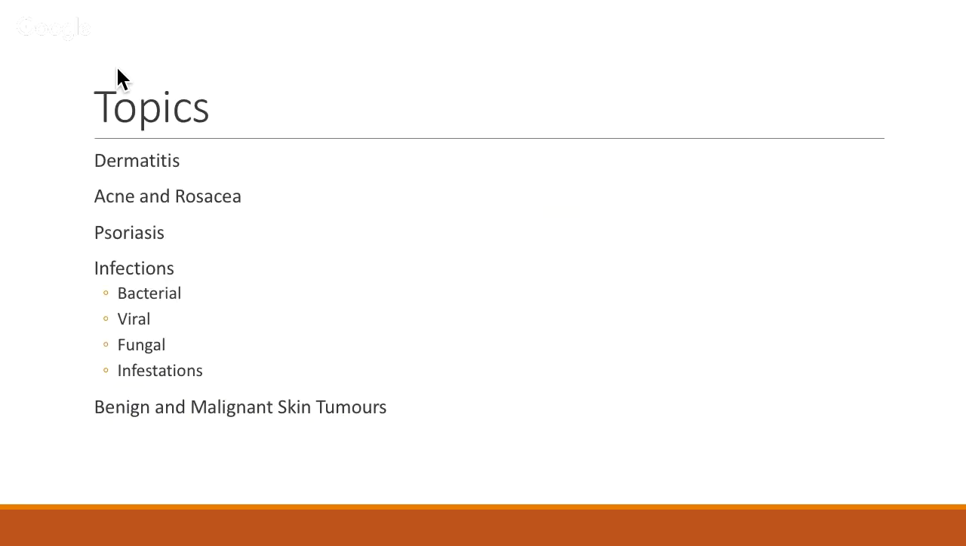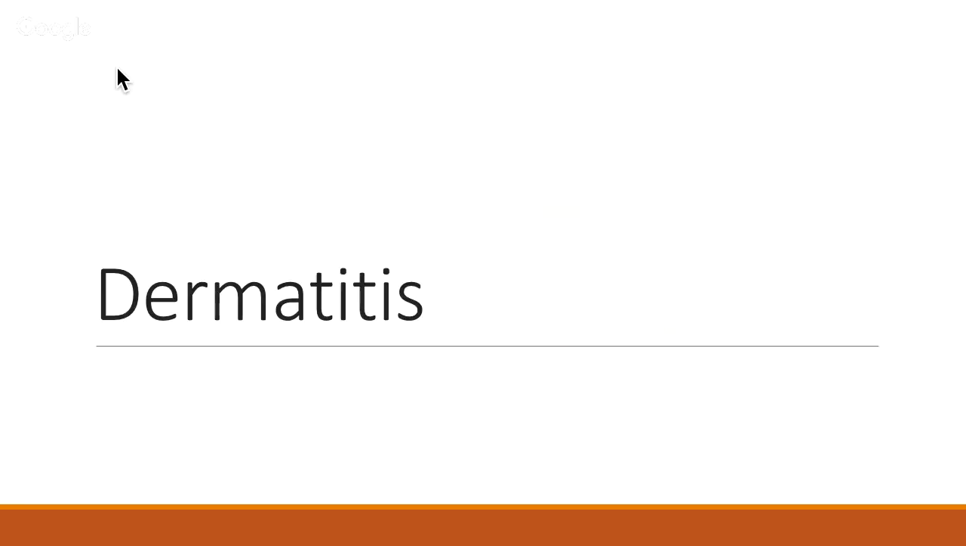So I've divided up the lecture into the following topics. Firstly, dermatitis, which is just from like highest yield to lowest, I guess. So dermatitis, acne and rosacea, psoriasis, infections, which is a huge component. You've got your bacterial, viral, fungal, and also infestations as well. And then finally, a little bit on benign and malignant skin tumours.